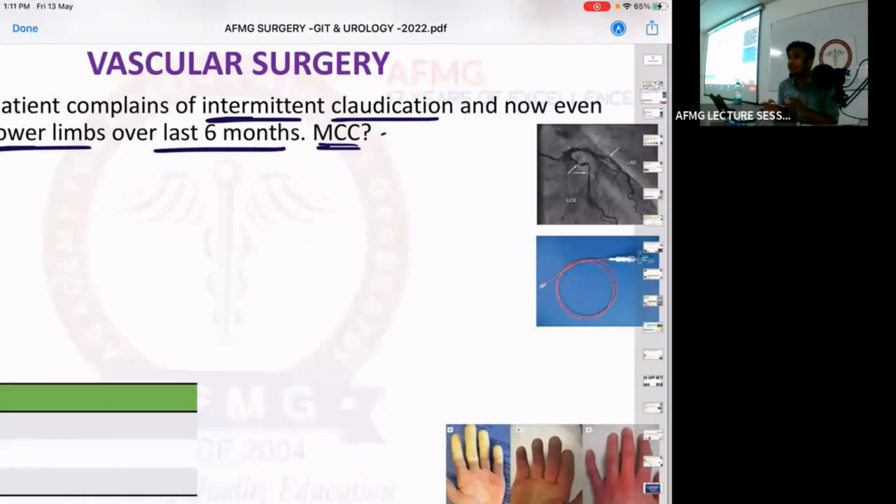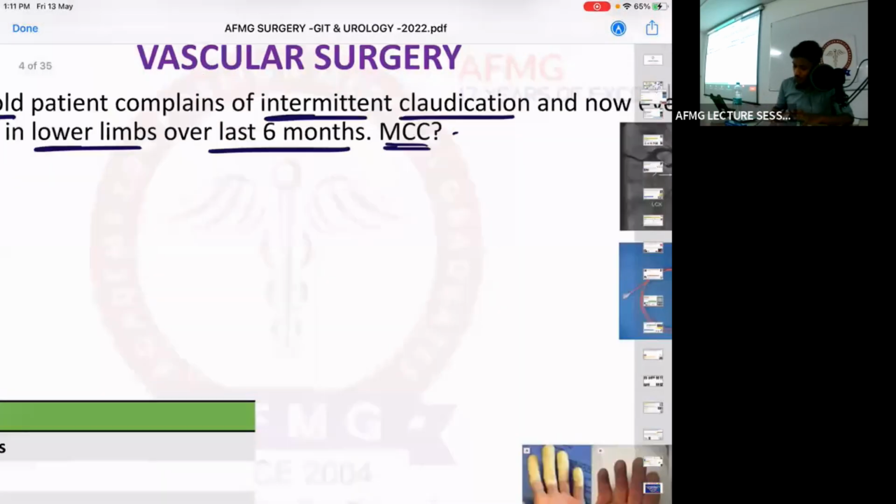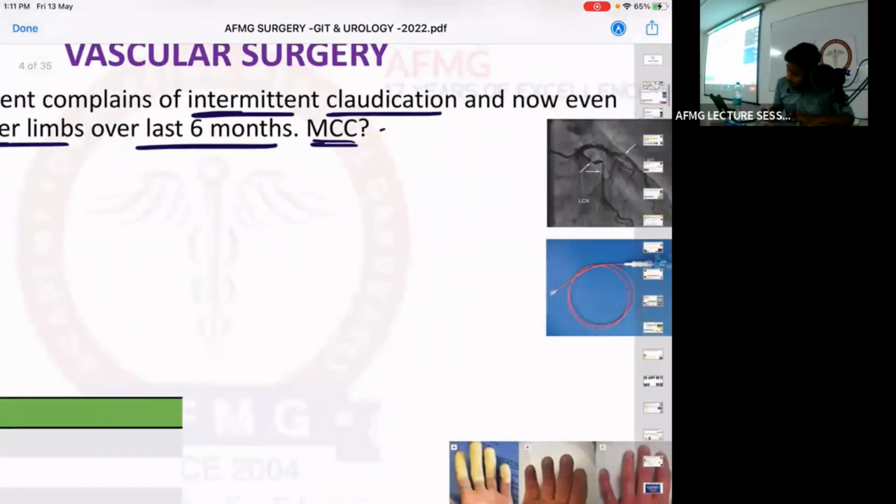Intermittent claudication is a classical sign for arterial obstruction. If it was a neurogenic cause, then there would be a constant pain in the patient, not intermittent claudication. Remember this, okay? If it is a neurogenic cause, there is constant pain. If there is a vascular cause, then there is intermittent claudication. So intermittent claudication further progresses to rest pain, usually more pronounced in the lower limbs as compared to the upper limbs.